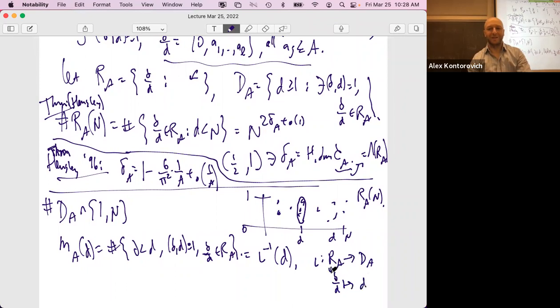Yes, last time you set this up as a sum. Right. When we counted R_A of N, it was a sum over the multiplicities. So what's a trivial bound for the multiplicity?